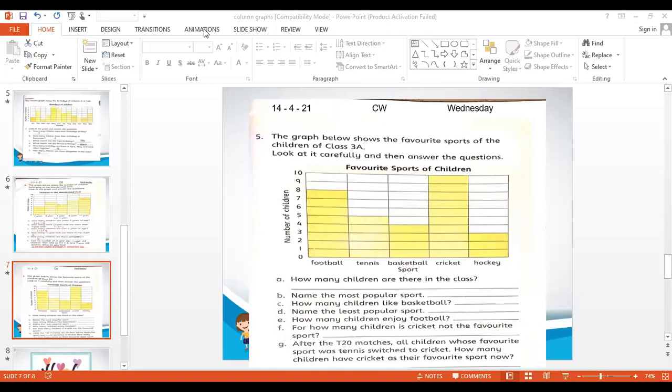Now, how many children enjoy football? By looking at the columns here, you will see that 8 children enjoy football.